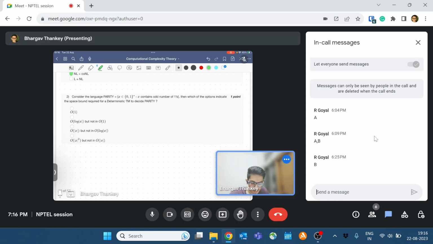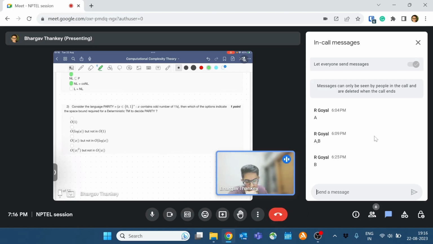Yes. Then let's look at the next problem. So the next problem is: consider the language parity. The language is defined as follows. It's the language of all strings which contain an odd number of ones. Then which of the options indicate the space bound required for a deterministic Turing machine to decide parity?